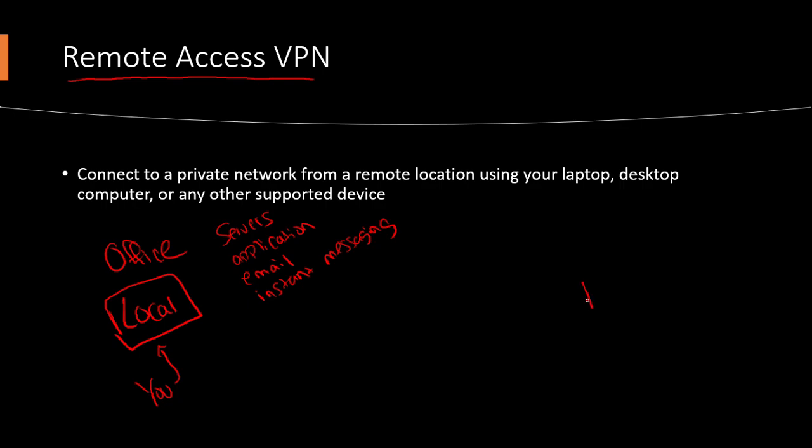But what happens when you get home? Like how everybody is right now, everybody's working from home, but you still need to be able to get access to your instant messaging. You still need to be able to get access to your email. You still need to be able to get access to applications and servers as if you were connected at the network in the office. You need to be able to do all of that from the comfort of your own home. And this is what a remote access VPN allows.